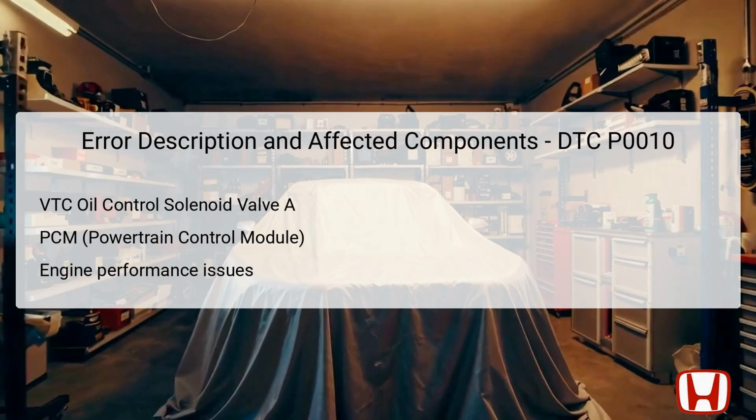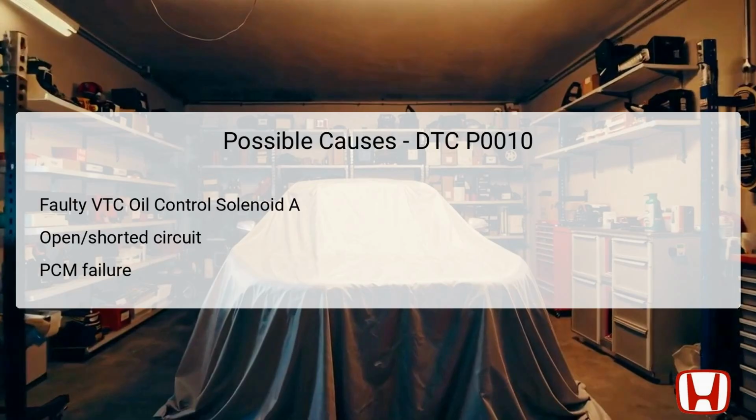Another critical component involved is the PCM, which manages various engine functions, including the VTC system. It interprets data from various sensors, sends commands to components like the VTC solenoid, and monitors system performance. In the event of a malfunction, the PCM can store a trouble code, triggering alerts to the driver and indicating that something is wrong. Testing the solenoid and inspecting the related circuits are fundamental steps in identifying the root cause of the issue.